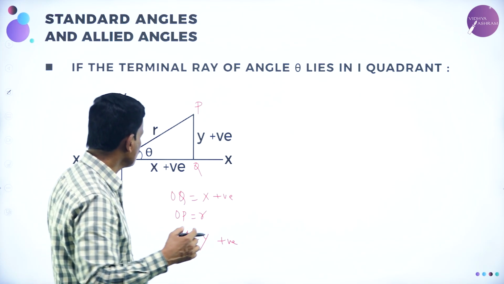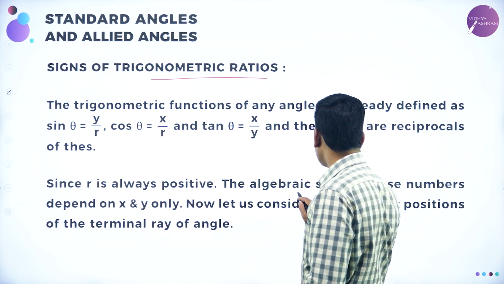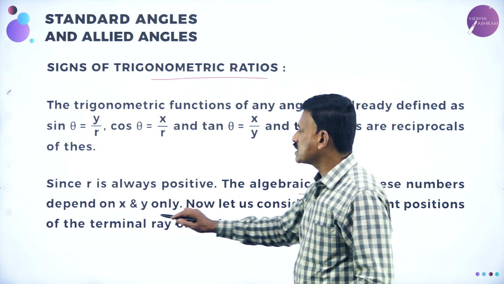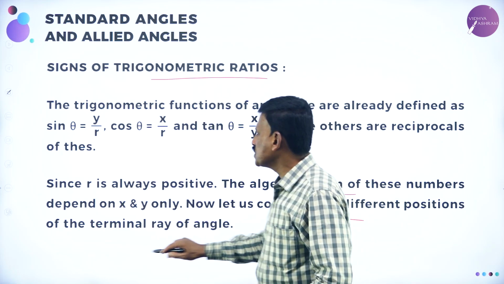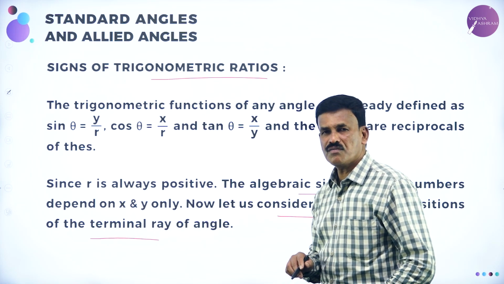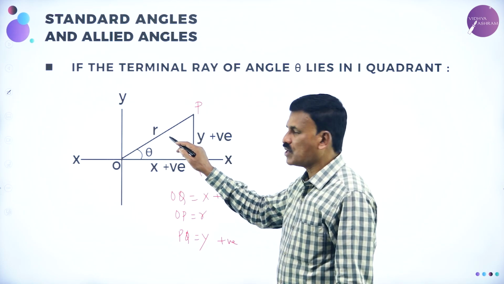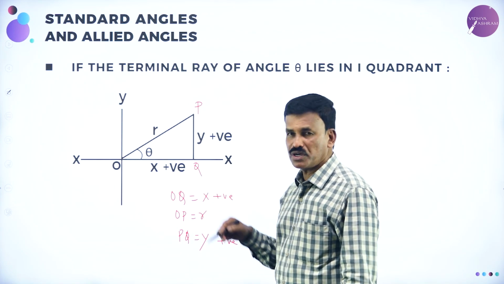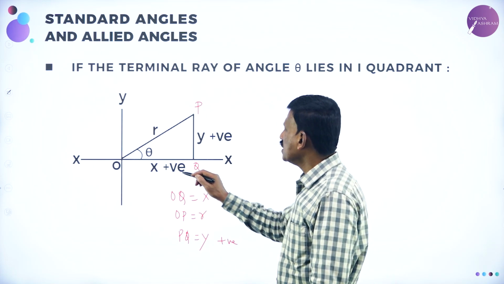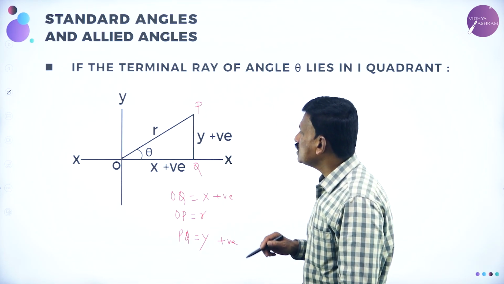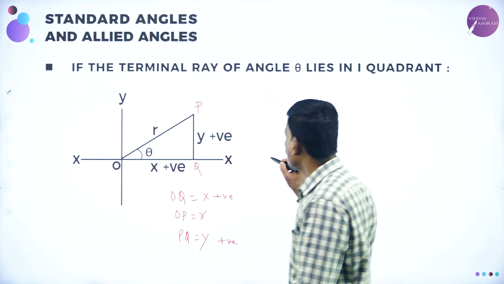Since r is always positive, the algebraic signs of these numbers depend on x and y only. So now let us consider the different positions of the terminal ray of an angle theta. Since x is positive, y is positive, we know r is always positive because r is equal to square root of x square plus y square. The root of x square plus y square is always a positive number. So r is positive.